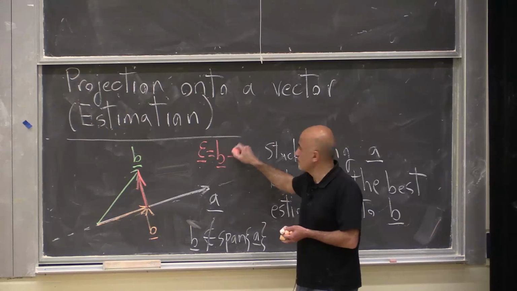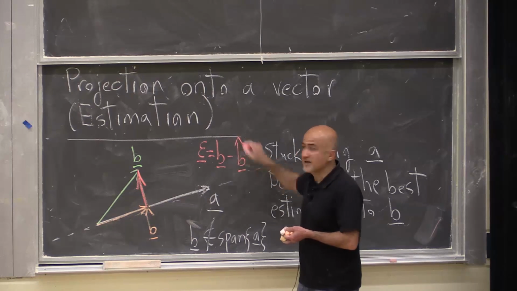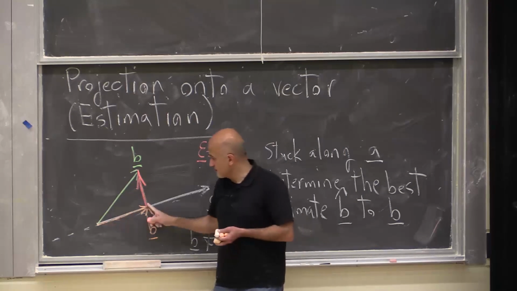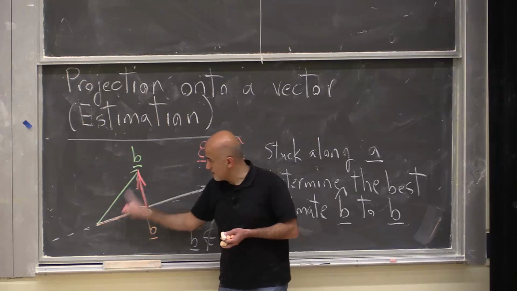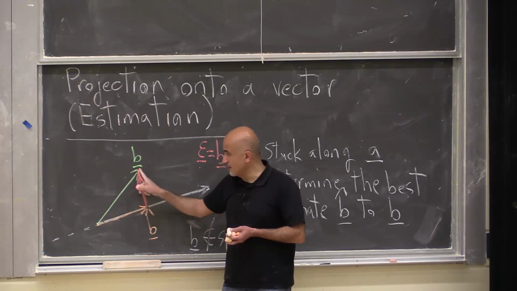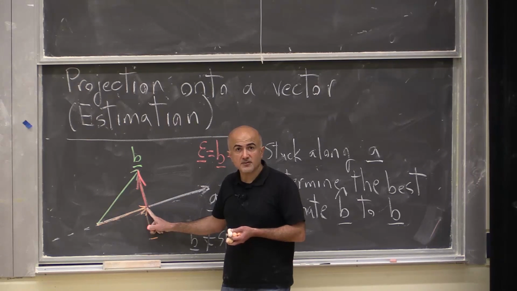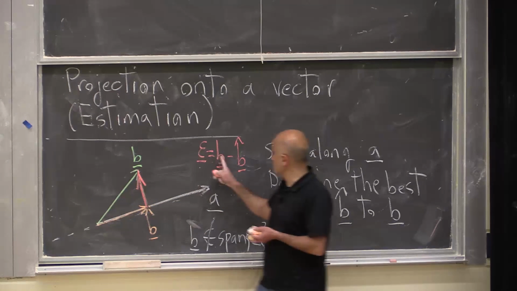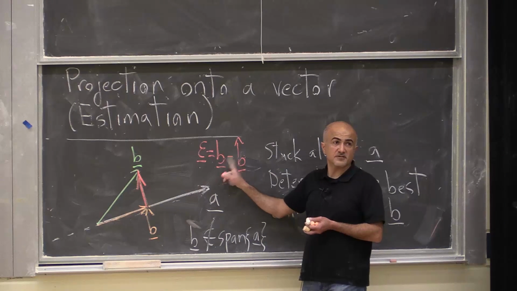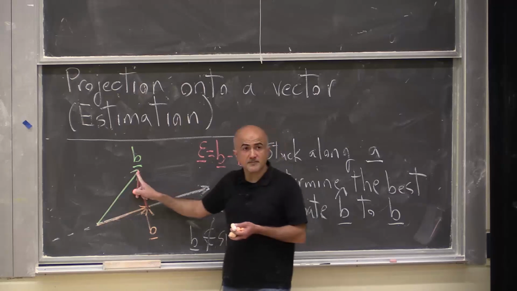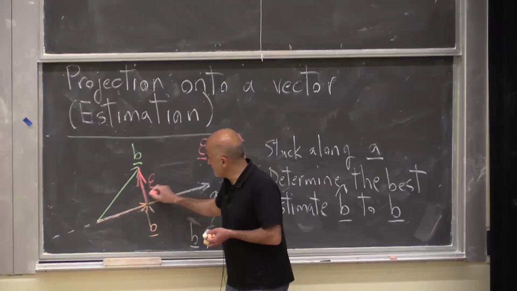B minus B hat. This is B hat. This is B. B minus B hat is the line that adjoins the end. And the one that's taking the arrow is the guy who doesn't have the minus sign in front of it. So this is the arrow. So this is my error vector.